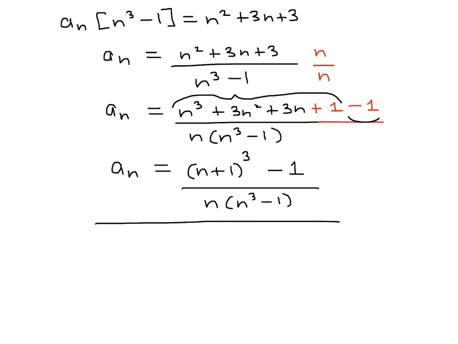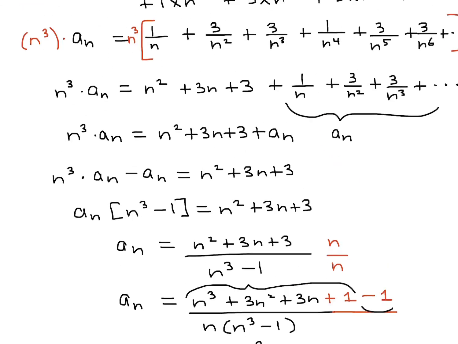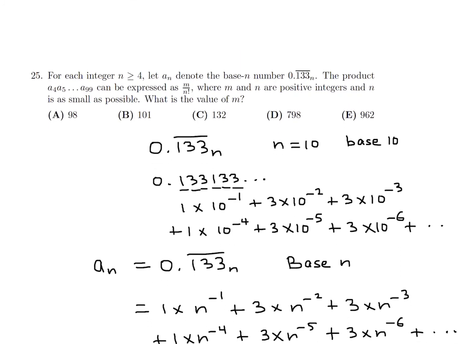I know that's difficult. I would agree with anybody who says this is challenging. Well, it's number 25 on the AMC 12, so of course it's going to be challenging. Now let's go back and see what they want. They want a_4 times a_5 all the way to a_99, and they want you to show that it can be expressed in the form of m over n factorial.